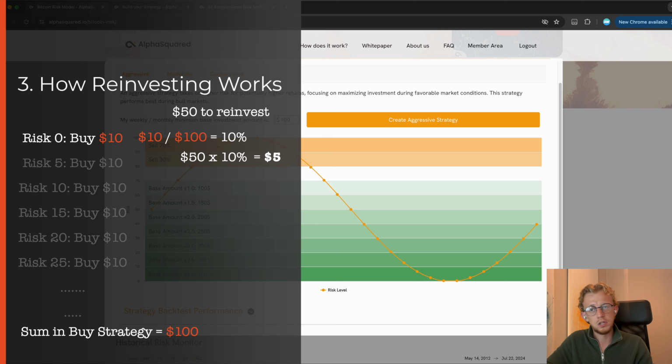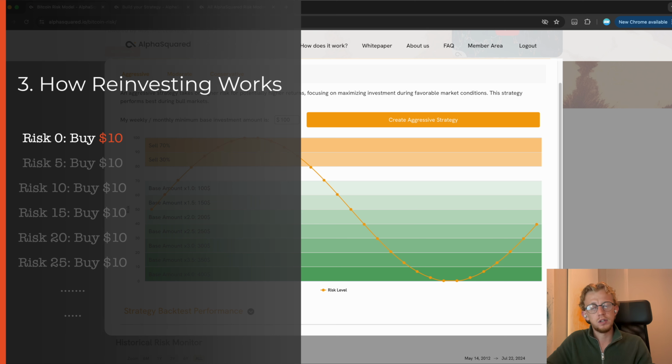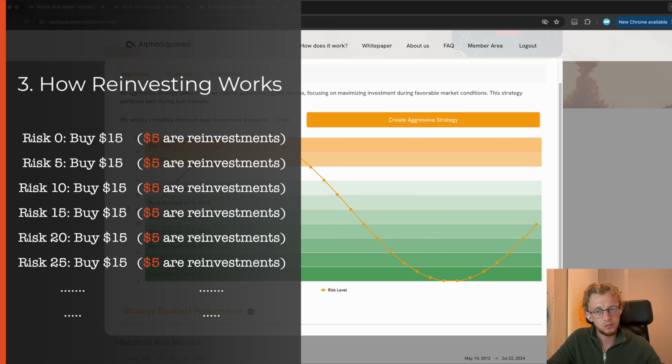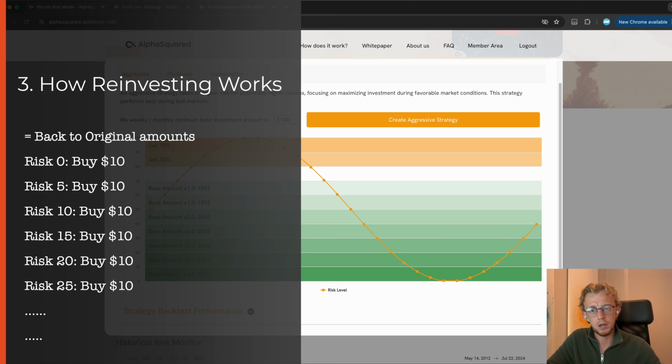The new purchase would be your initial $10 plus the distributed $5 from your reinvestments, equaling $15. This process is repeated for each risk level. Now, in this case, for this simple strategy, it would be 15 added to every single investment. In the strategy builder, we track how much of each investment that you make is made up of reinvestments versus original buy values. Once all the reinvested cash is equal to the total amount you wanted to reinvest, the buy values will return to their original amount.